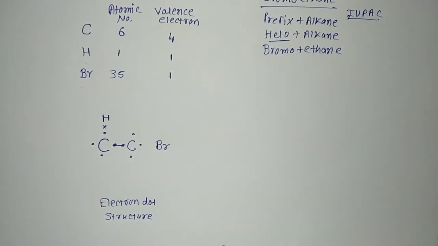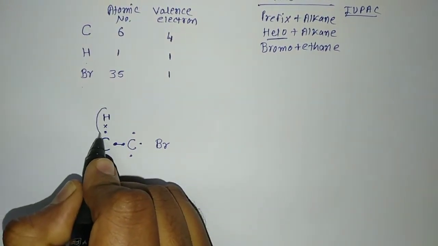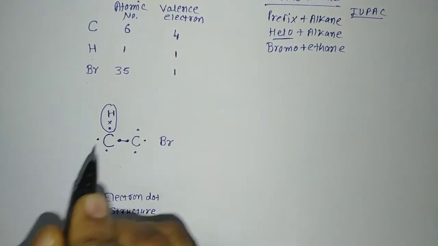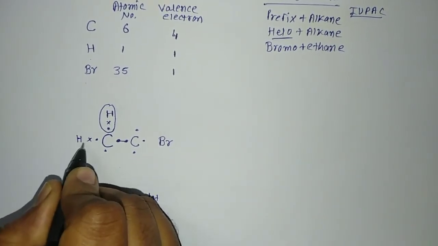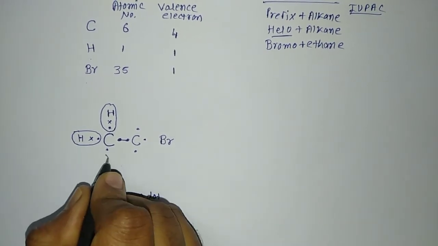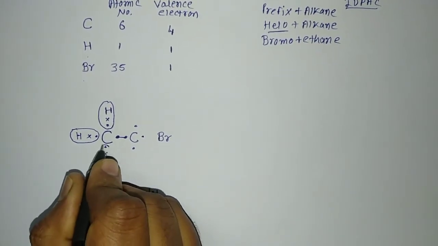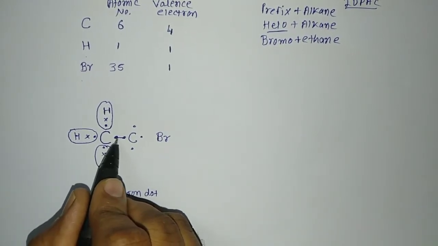Hydrogen has to complete its octet with 2 electrons. So this is 1 and 2. This is done. For this, again one hydrogen will make the bond over here. So it is 1 and 2. It is done. That is 1 and 2. This is done. Again, this is 1 and 2.